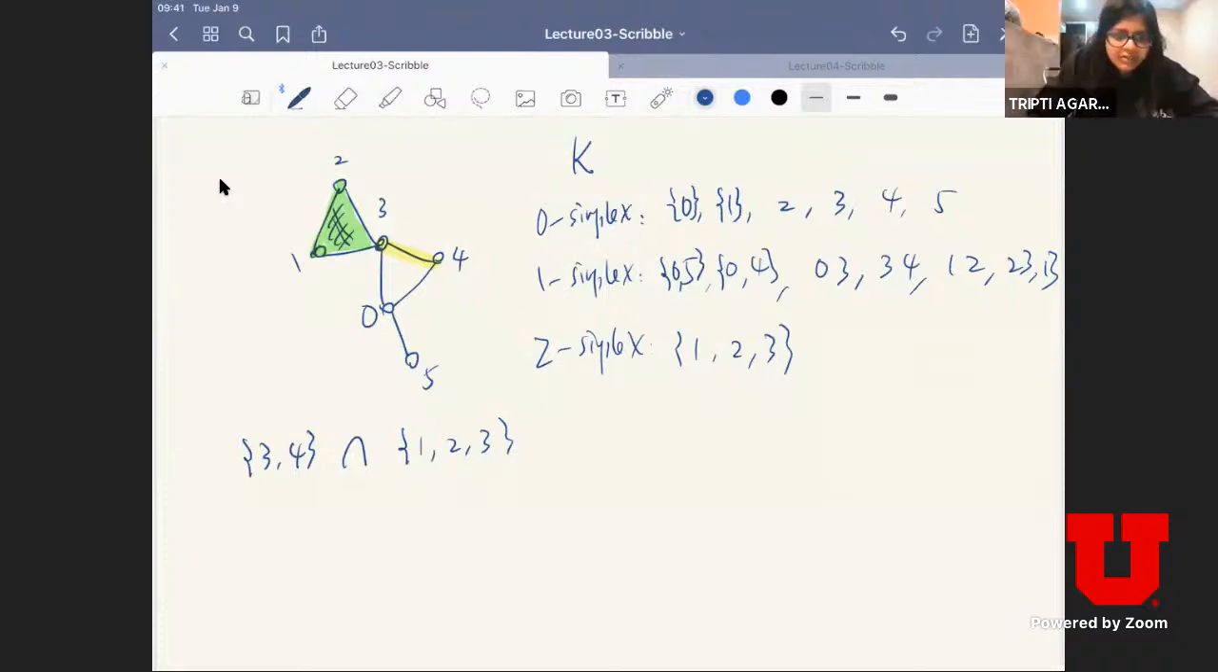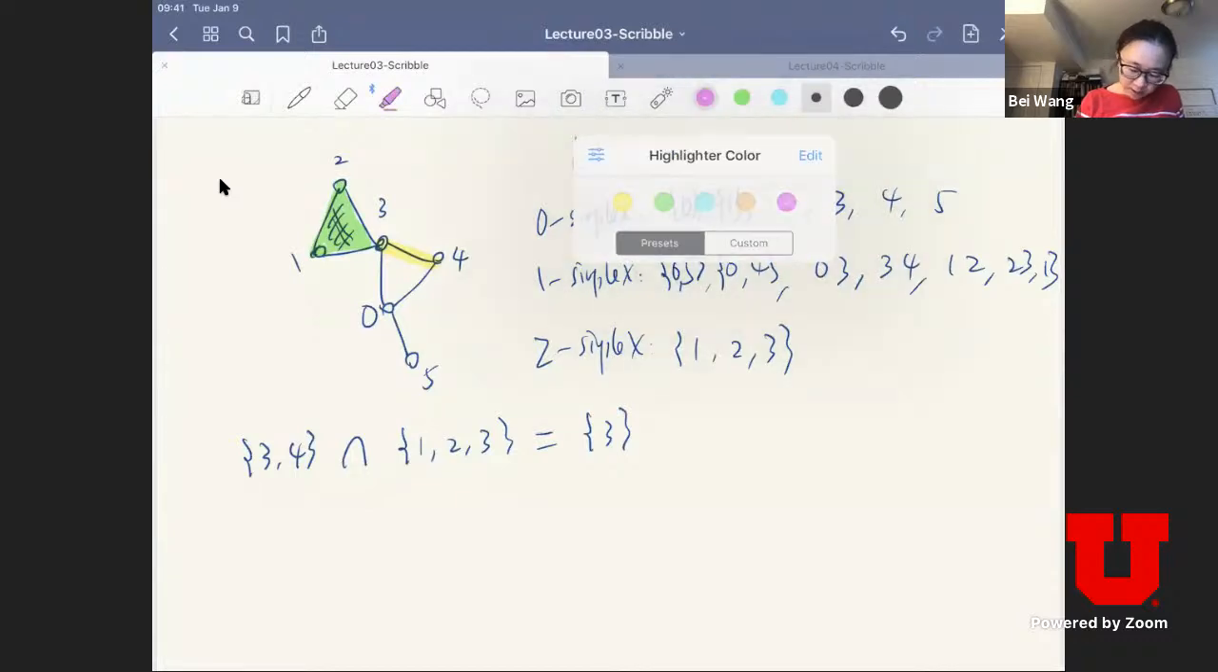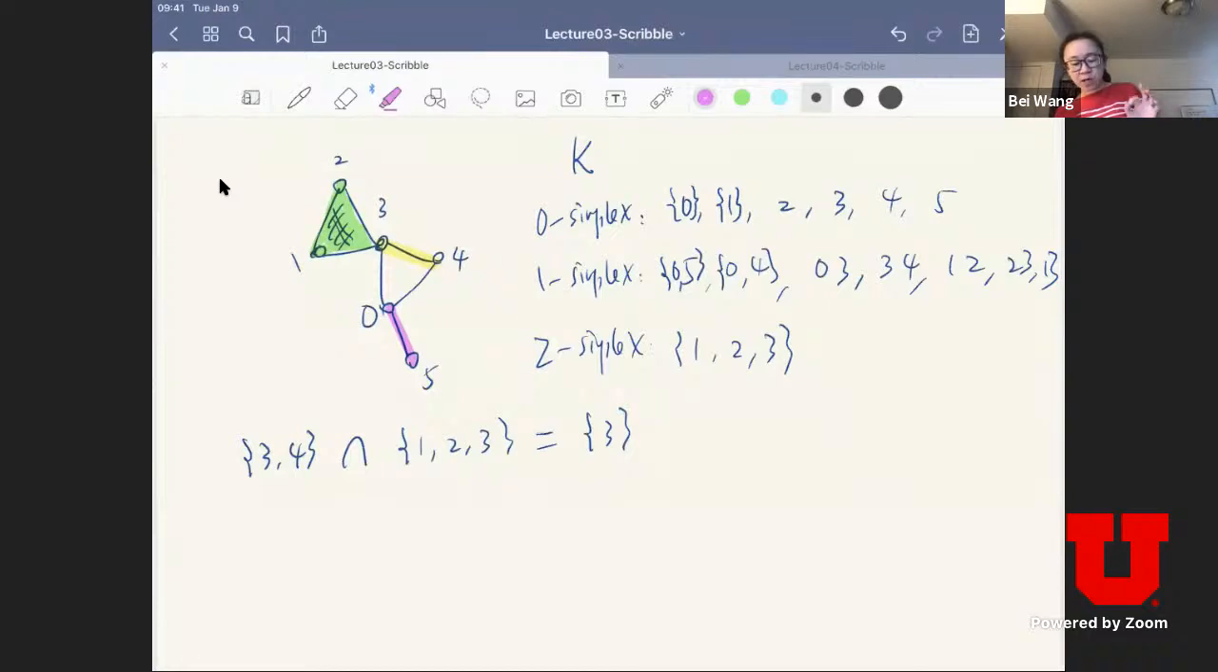Vertex number 3. It's a vertex 3, right? So 3 is a simplex, and it's a face of both of them, okay? And then of course, let's say I have a pink edge. Now, if I take the pink edge intersect with the yellow edge, what is in the intersection? Empty, right? So intersection is either empty or a face of both.